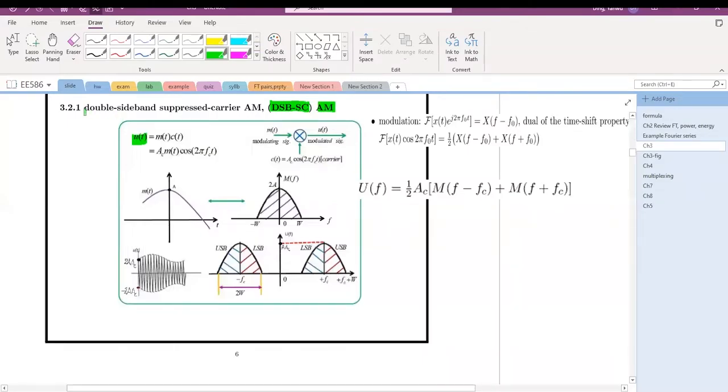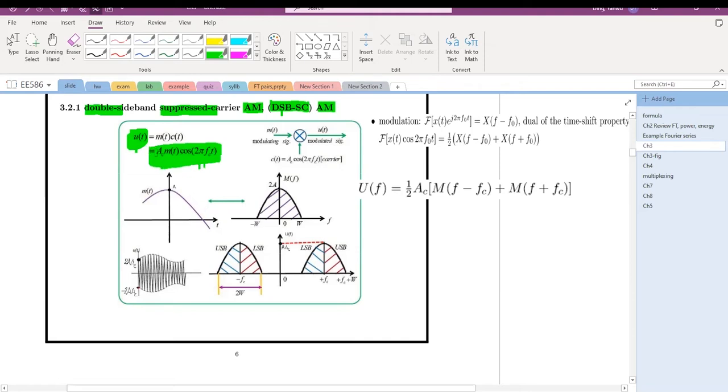In this video, we look at the double sideband suppressed carrier AM, DSBSC AM signals. Whenever we talk about the spectrum, we talk about the frequency domain. To obtain the frequency domain, we need to take the Fourier transform. The Fourier transform of the modulated signal u(t), we are going to take the Fourier transform of this, A_c m(t) cosine 2 pi f_c t.